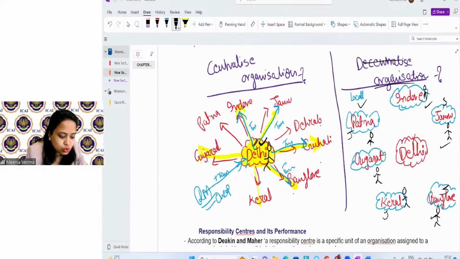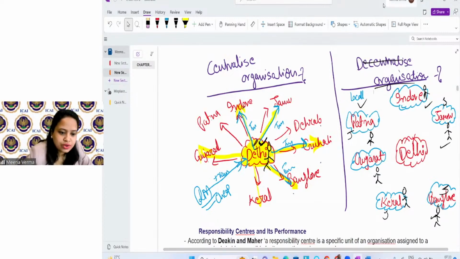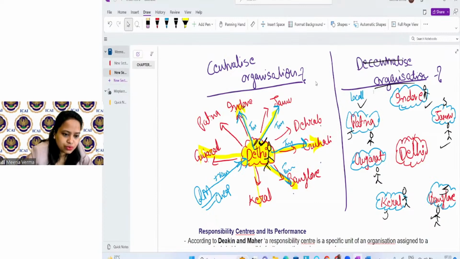Achha, now tell me, what do you think? Which one seems good here? Local production, decentralized organization seems good, or centralized organization seems good? Tell me, which one seems good to you? Write in comment. I'll read your comment. What do you think? Centralized or decentralized?